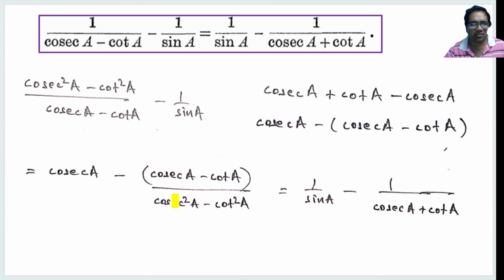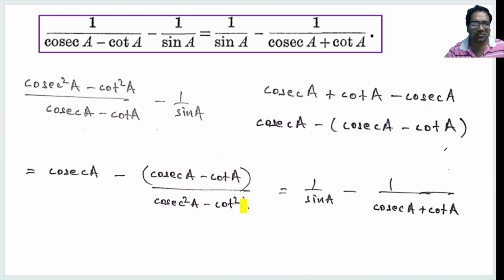How do we do this? Let us do it this way. Now this we have converted to cosecant A minus cot A. Let's say this is divided by 1. Cosecant A minus cot A by 1 doesn't change anything. But let's write that 1 as cosecant square A minus cot square A. So this by 1 is this by cosecant square A minus cot square A. Cosecant square A minus cot square A equals 1. That's why I'm writing like this.